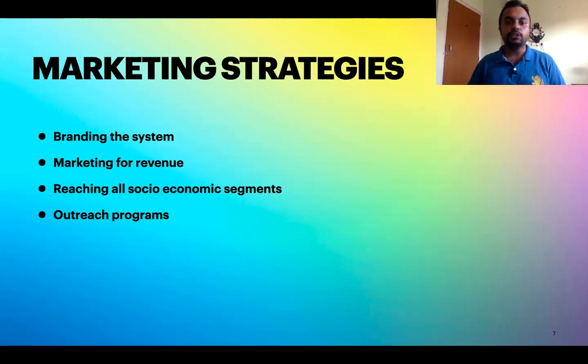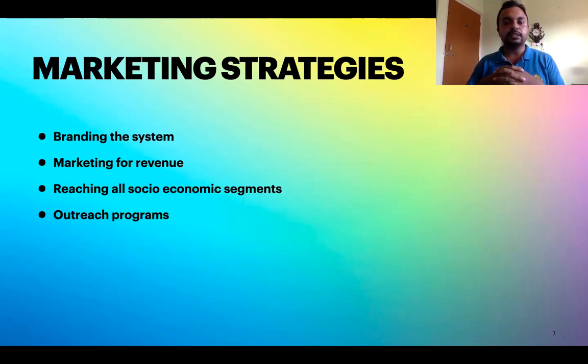Next point is to reach all socioeconomic segments. There should be a marketing strategy to reach all types of socioeconomic segments. If there is a metro rail or a city bus system, there could be a special bogie for people of higher class, who can afford that particular bogie or city bus by paying a higher amount of money, isn't it? The target should be to reach all kinds of socioeconomic segments. We should reach the marginalized and the poor sections of people. We should also reach the higher section of people.